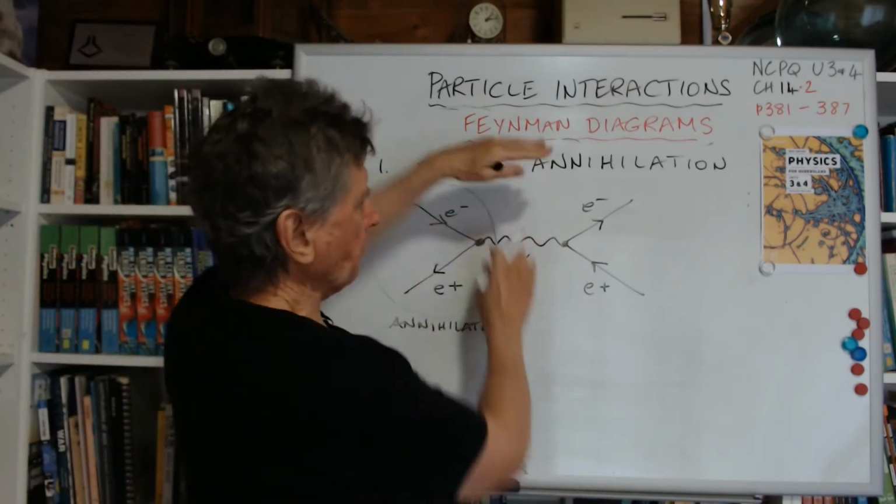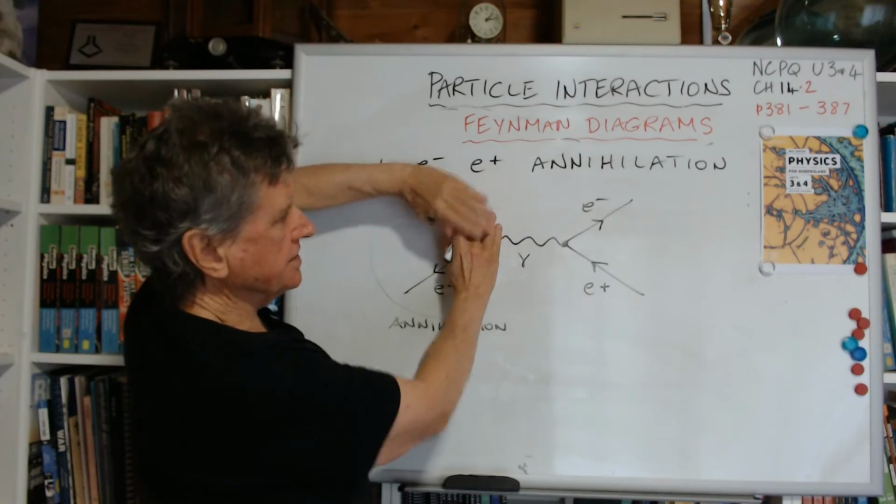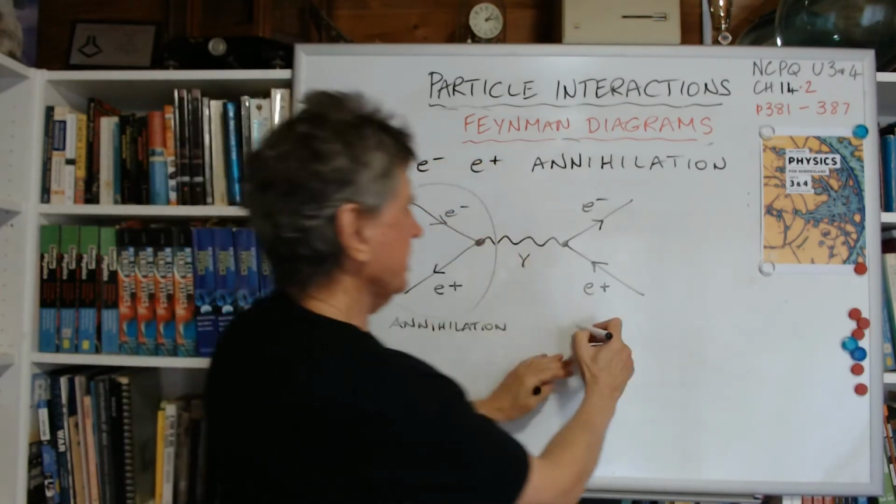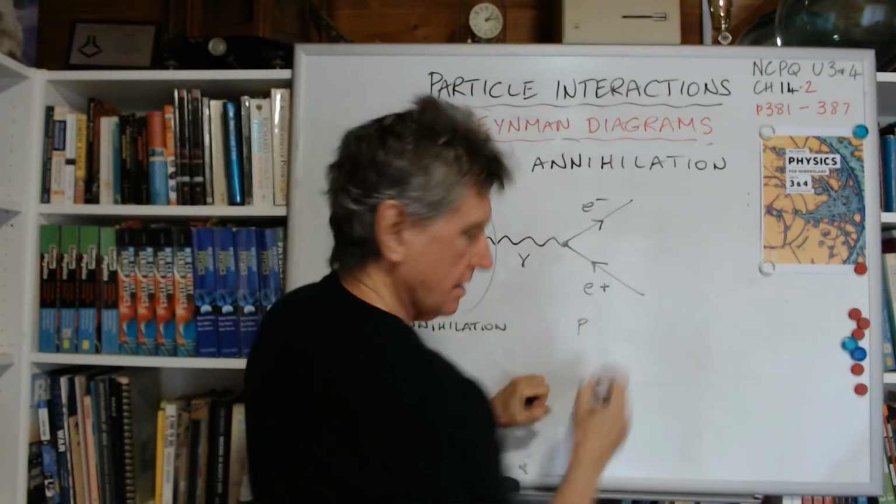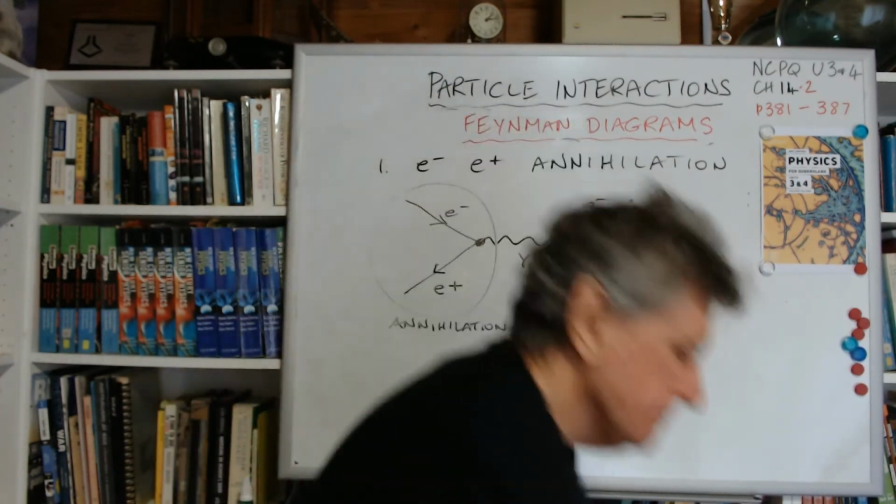And then the second part of the interaction is the gauge boson. Actually, this is called pair production. I'll just get a better pen.